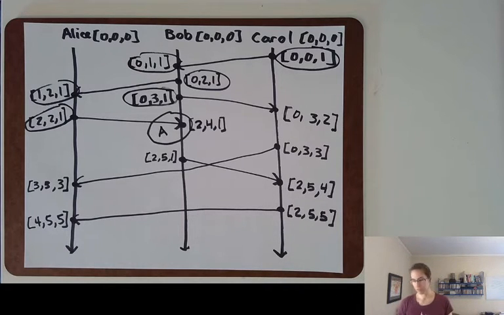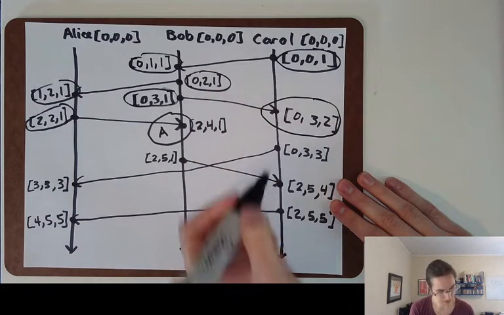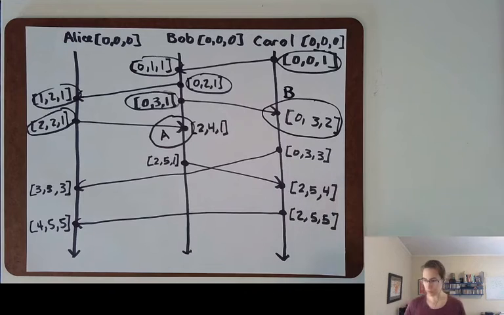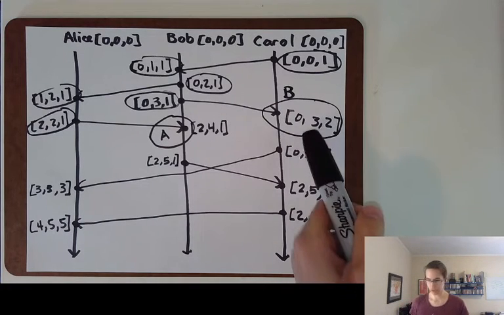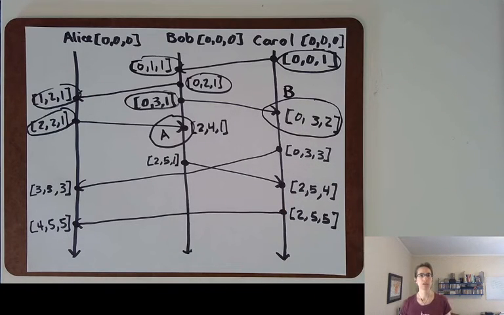Well, what about those events that have a vector clock that's neither smaller nor bigger than A? So for example, right here on Carol, there's an event, let's call it B. So this event has a vector clock of 0, 3, 2. How does that one compare with the vector clock of A? Is it bigger? Is it smaller? Right, it's neither bigger nor smaller.